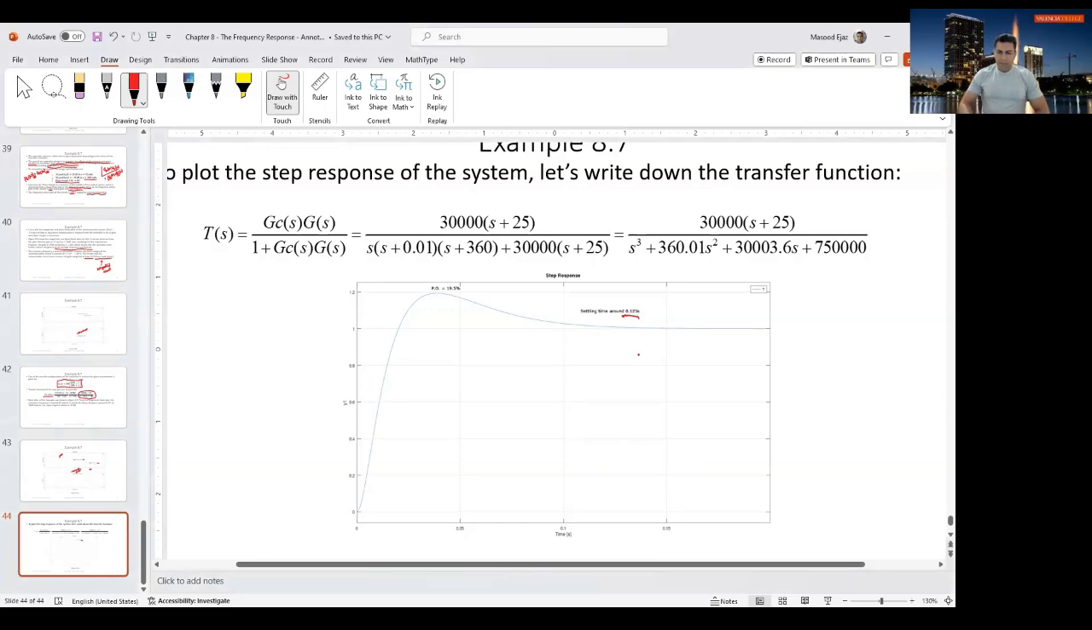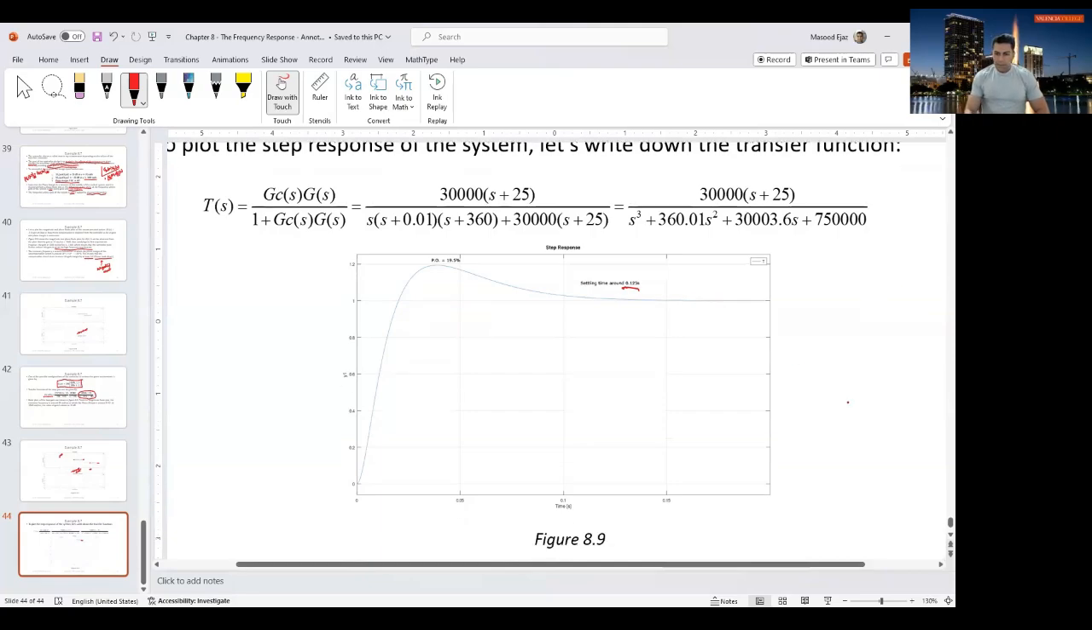So the step response also is not taking very long to settle down. Peak overshoot is okay, about 20%. Could be lower, but 20% is all right. And yeah, settling time is not that bad. It's like 125 milliseconds.